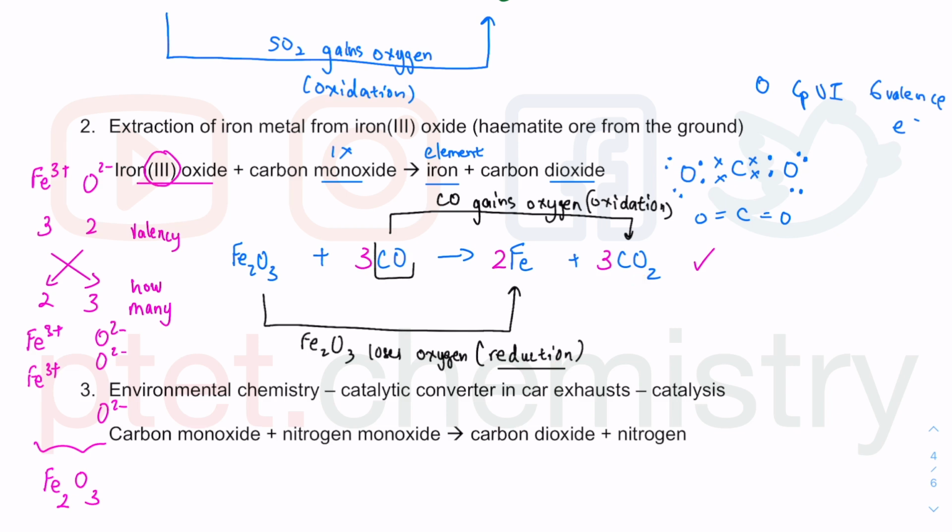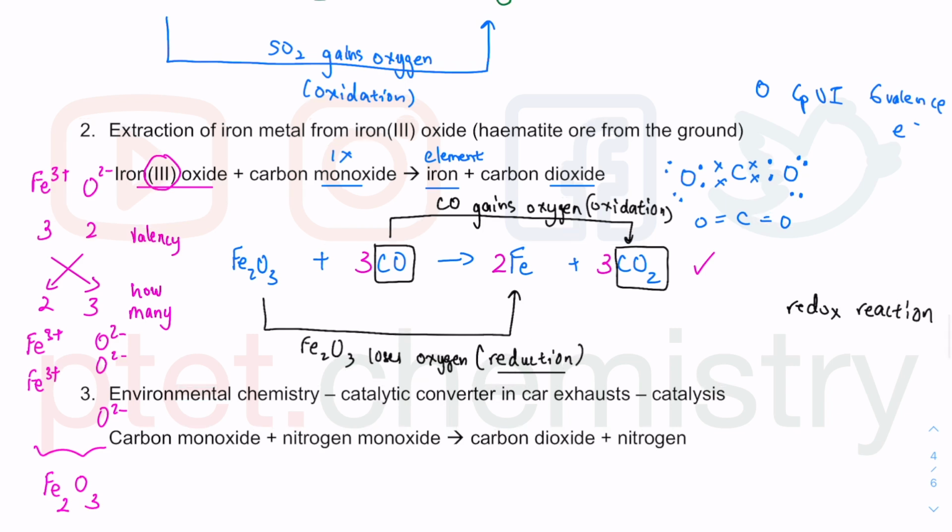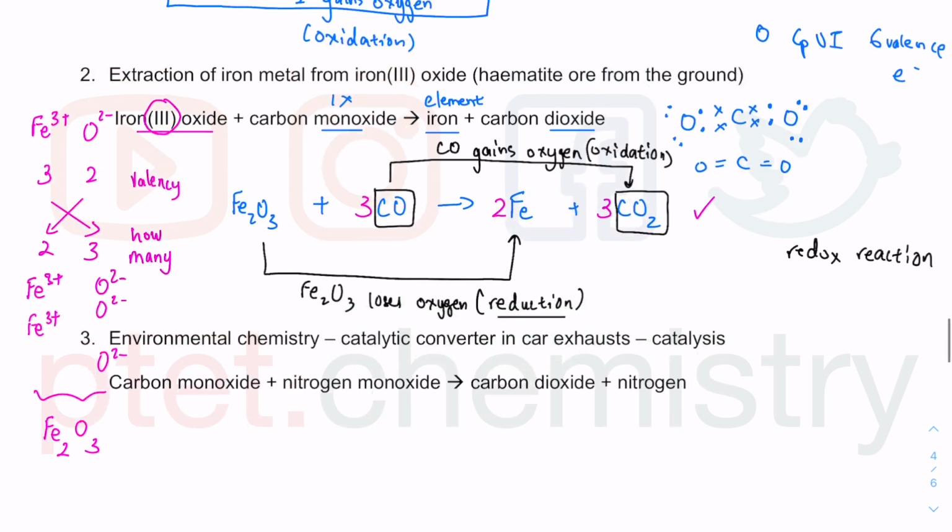When we look at redox, we don't care about the number in front. We look at the formula. CO, carbon monoxide, becomes carbon dioxide. CO gains oxygen. There's 1 oxygen atom, then 2 oxygen atoms on this molecule. Gain of oxygen is oxidation. So both oxidation and reduction happening in the same reaction is what you call a redox reaction. Identify redox reaction as a reaction where you have gain and loss of oxygen, as stated in the syllabus.